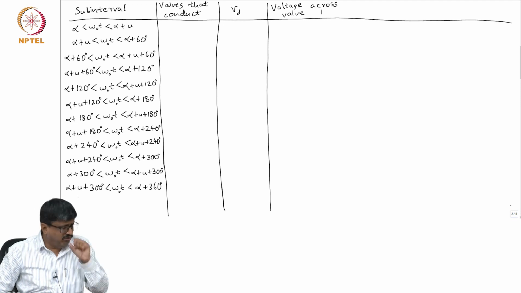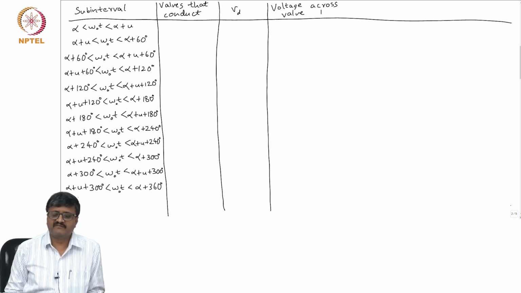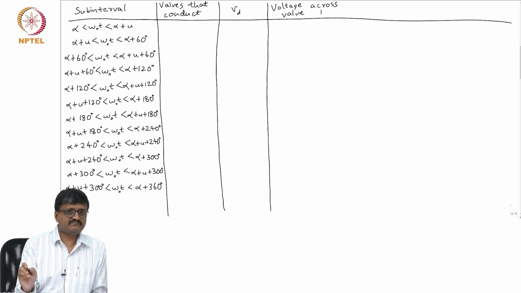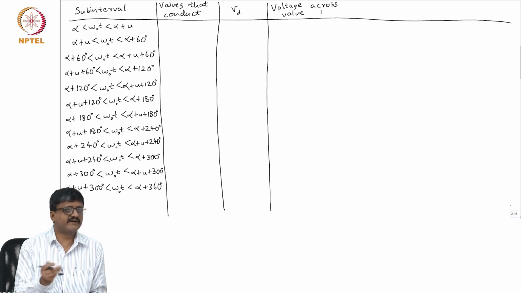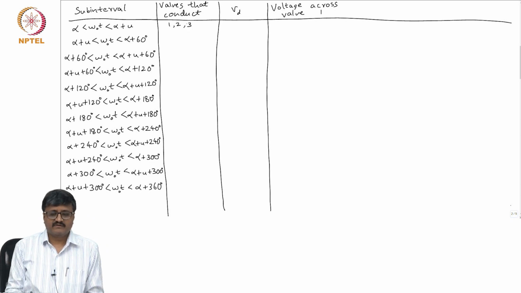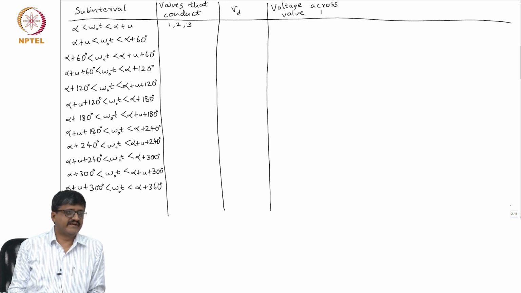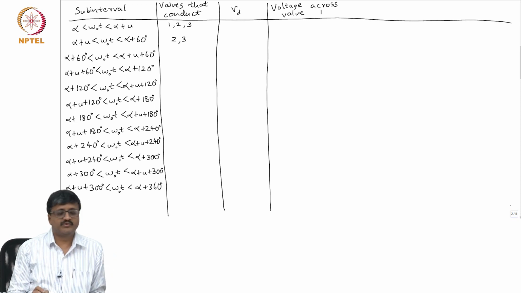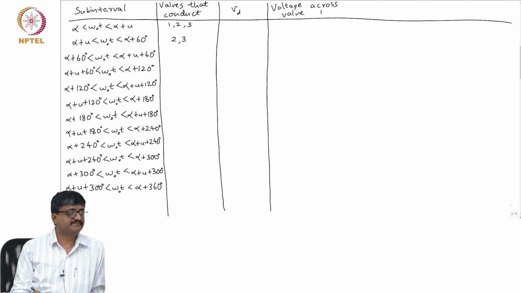So, let us look at the second column, valves that conduct. In the first subinterval, what are the valves that conduct? 1, 2 are already conducting. So, 3 is turned on. As soon as 3 is turned on, 1 will not stop conducting, it will continue to conduct. So, it is 1, 2, 3. At alpha plus u, valve 1 stops conducting. So, the valves that are conducting in subinterval 2 are 2 and 3.